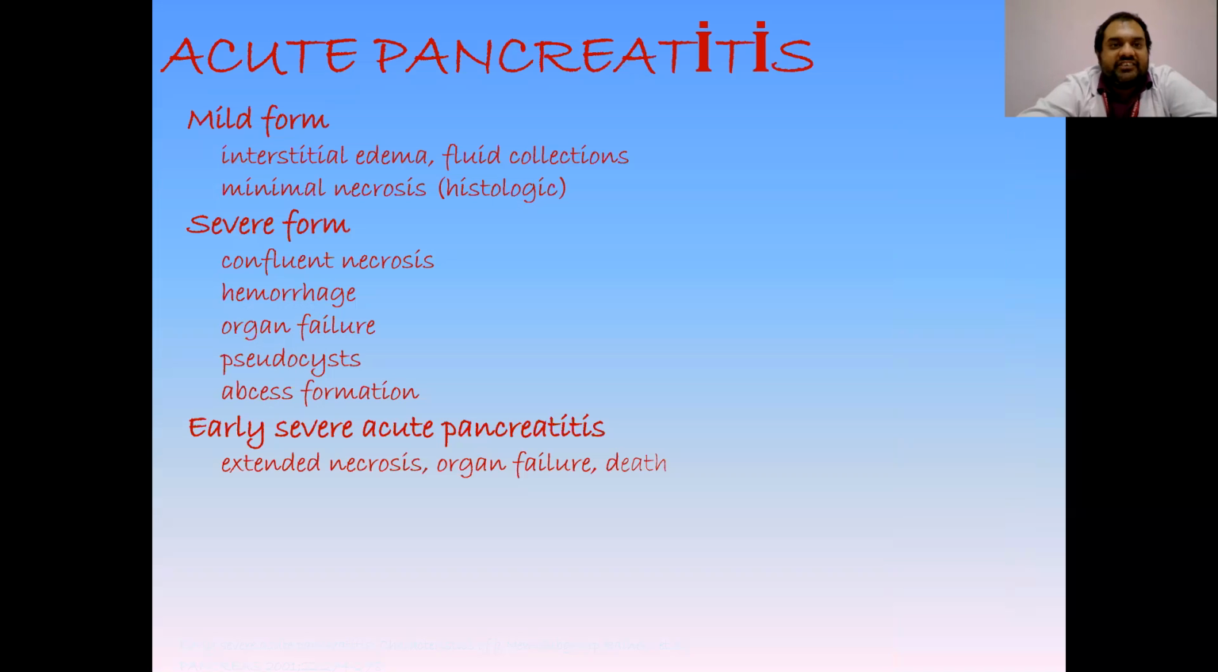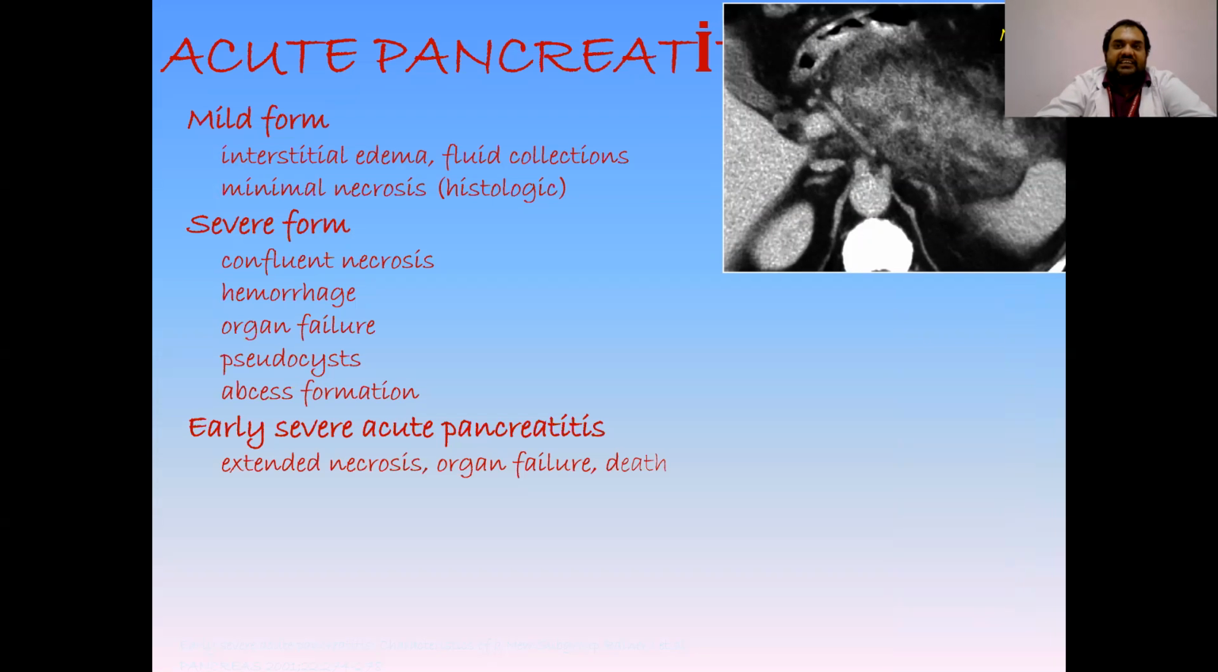Acute pancreatitis, mild form, leading to interstitial edema, fluid collections, minimal necrosis, which is the histologic picture. Severe form: confluent necrosis, hemorrhage, organ failure, pseudocyst, abscess formation. Early severe acute pancreatitis, extended necrosis, organ failure, and finally leads to death.